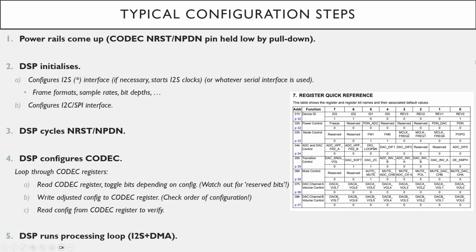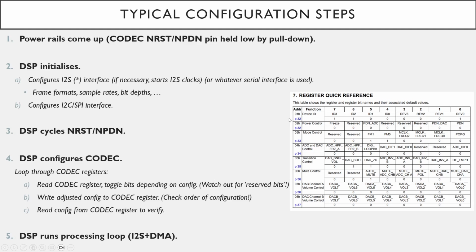Before we move over to the datasheet and then implementing this in C, in software, let's look at typical configuration steps that you'll pretty much always have to do anytime a codec is involved. Step number one is, of course, that once you power up your board, the power rails come up, and you would, in most cases, have a pull-down resistor in place on the reset or power down lines if your codec has one, to make sure the codec doesn't boot up by itself.